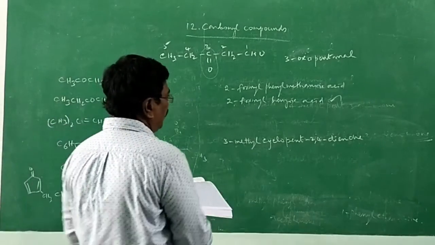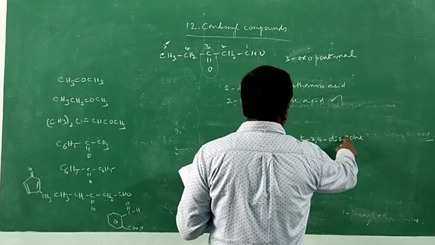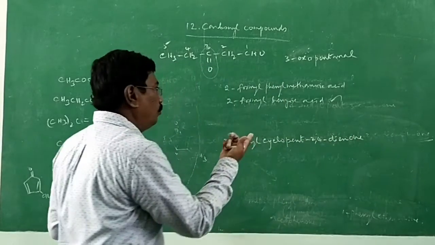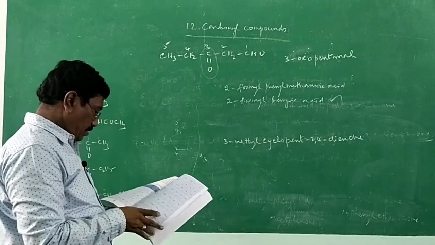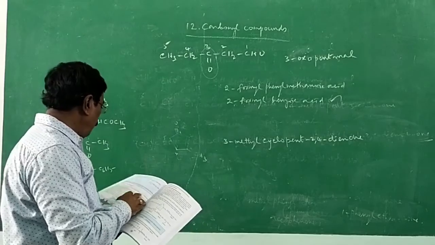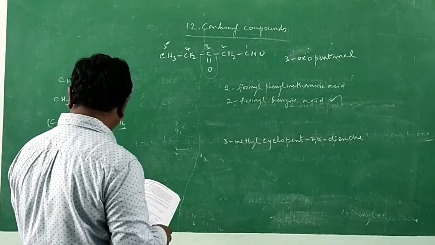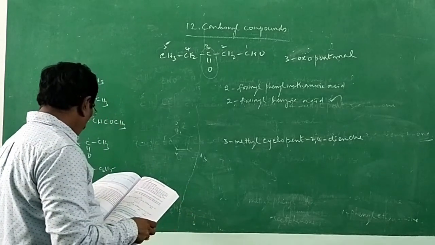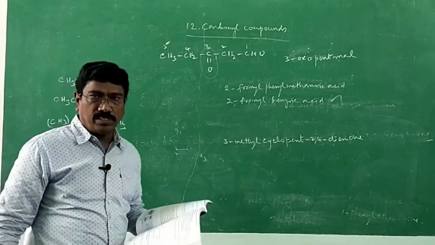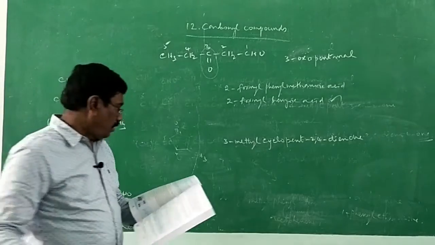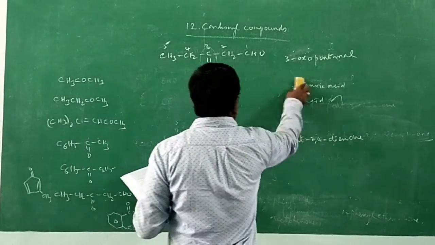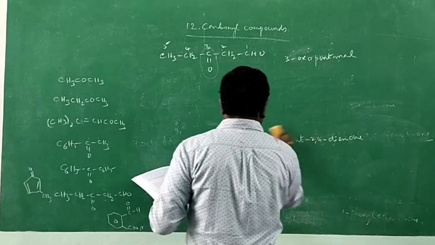1,1 is not needed. If needed, you can write 1,1. That is not needed. Then few questions are given under evaluate yourself. Let me discuss those questions also, so that we'll be having complete idea over assigning IUPAC names.